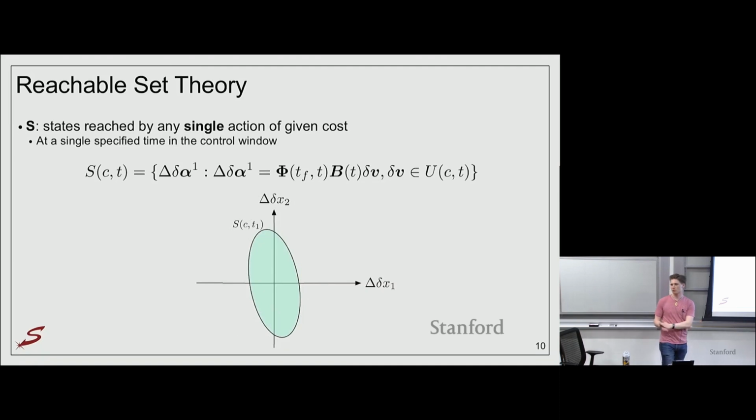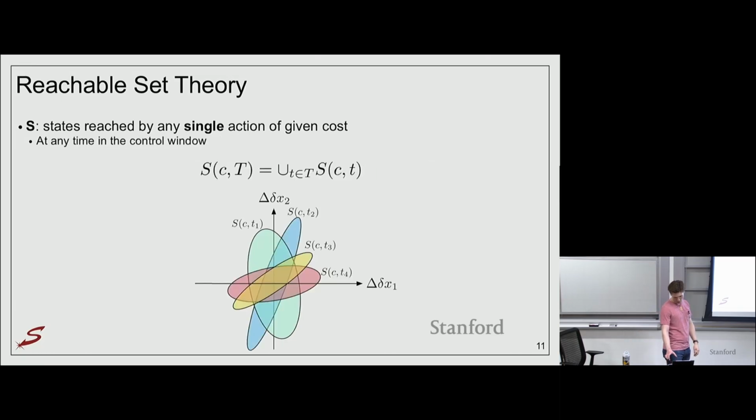Moving from the maneuver to pseudostate space, the set S is the set of states that can be reached by any single action at a single time in the control window. So you have the set S here, and then the set of pseudostates, delta delta alpha 1, set equal to the pseudostate effect of a single maneuver. We can expand this definition of the set S to be the set of any of the times in the control window. So now we have the set of states reached by any, again, still a single action, but now any time in the control window. And so you can see we've expanded down here from times T1 to everything from T1 to T4.